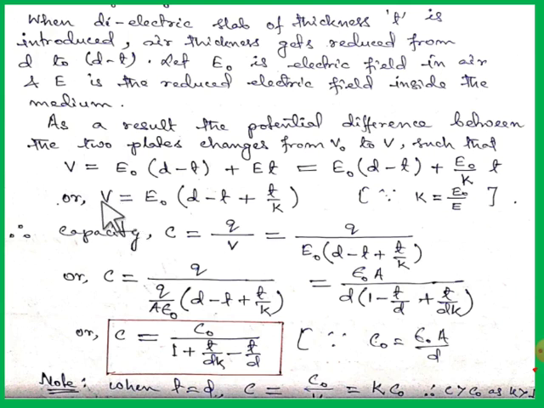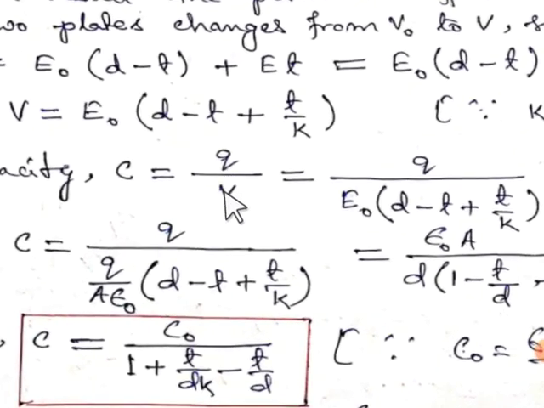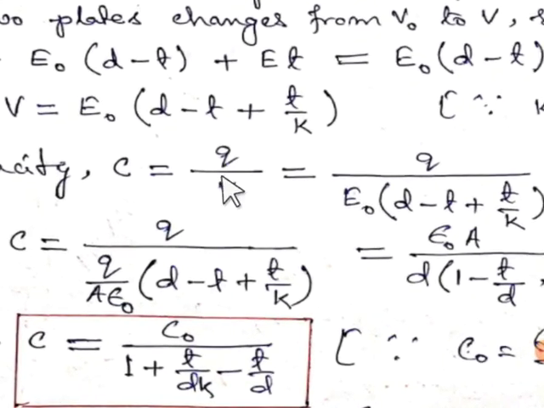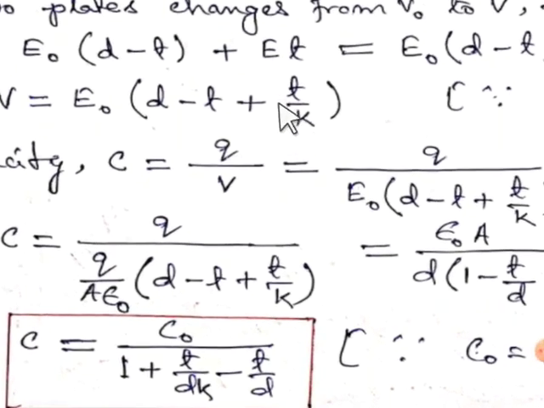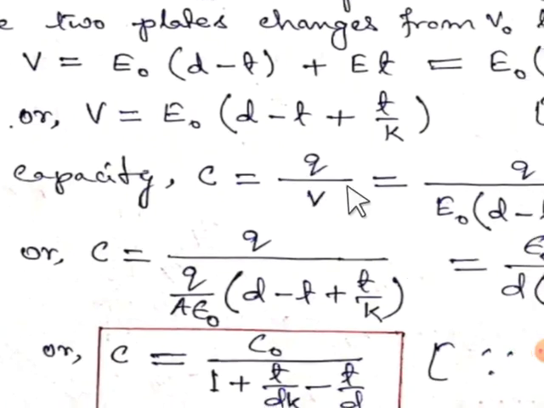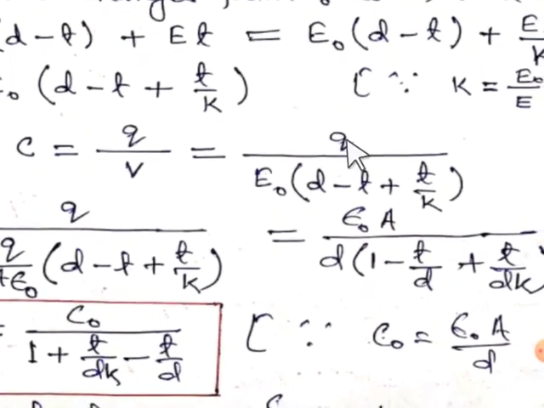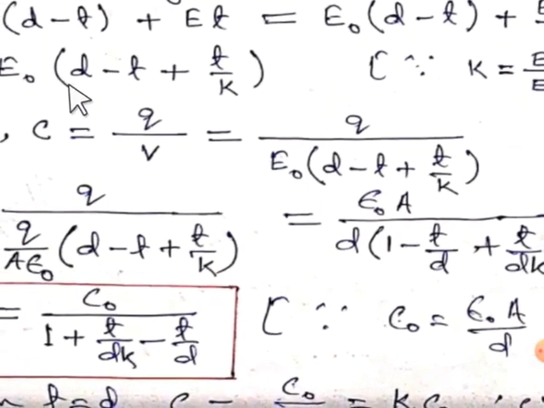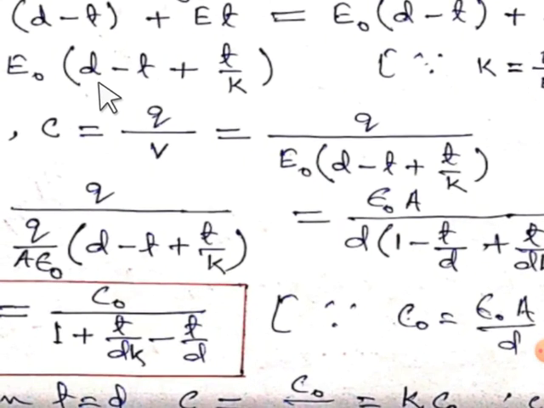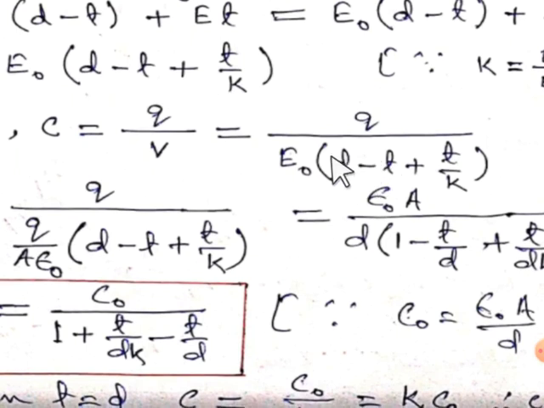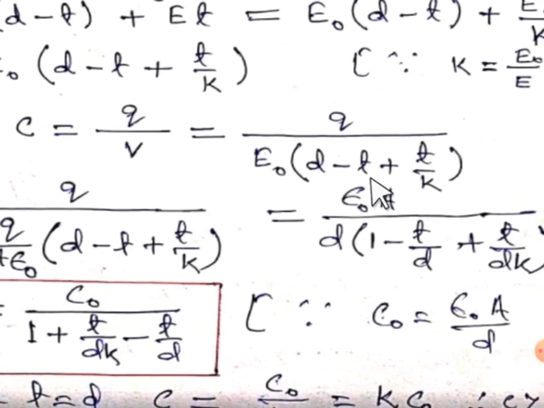So as we have the expression of V, we can easily find the capacitance. Your capacitance will be equal to Q by V, right? So we need to replace this V by the last expression that we have just found. Then your C will be equal to Q by V, which will be equal to Q by epsilon naught D minus T plus T by K, that is here, right? Got it?